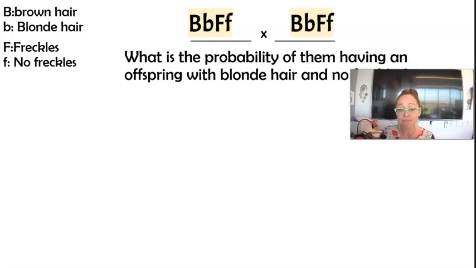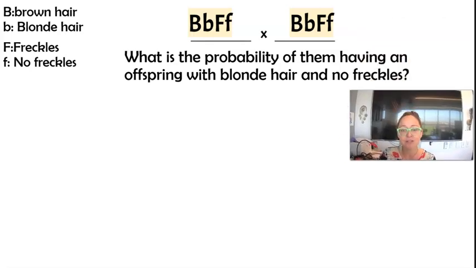So here I have 2 dihybrids. So a dihybrid is an individual who is heterozygous for 2 traits. Di means 2, and hybrid is heterozygous. So here I have 2 dihybrids, and the question is, what is the probability of them having an offspring with blonde hair and no freckles? So we're asking, what's the probability of 2 dihybrids having an offspring that is homozygous recessive for both traits?